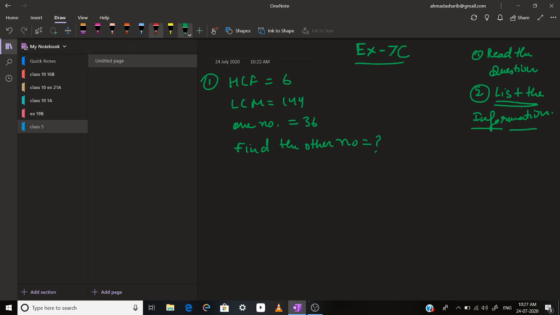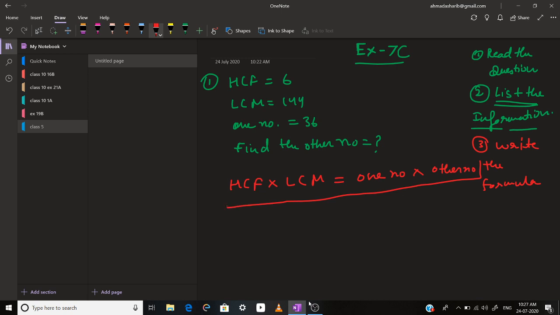Now what is the formula? Third step is you have to write the formula. Okay, so what is the formula for this question? The formula is HCF into LCM is equal to one number into other number. This is the formula. Okay, so you have to write this formula in each question before solving the question.